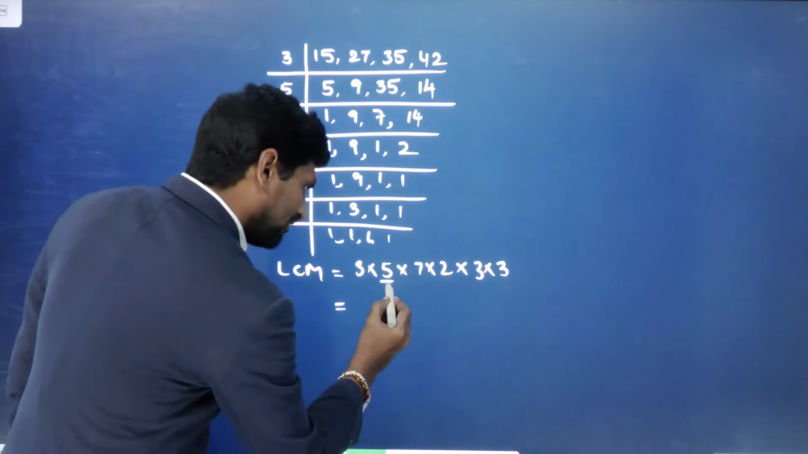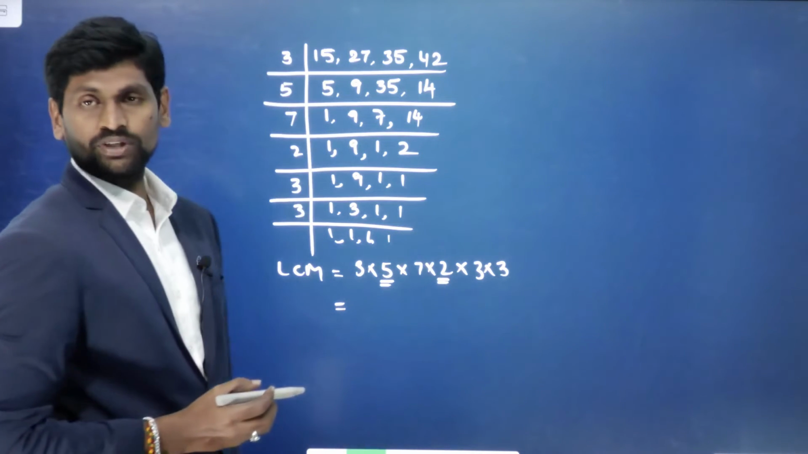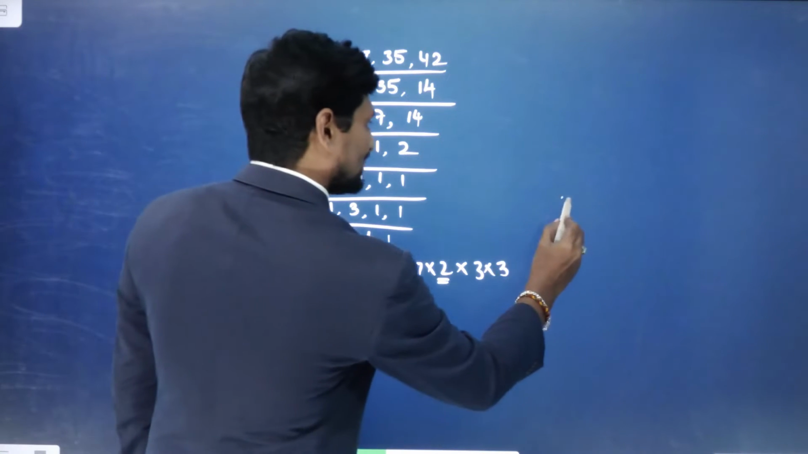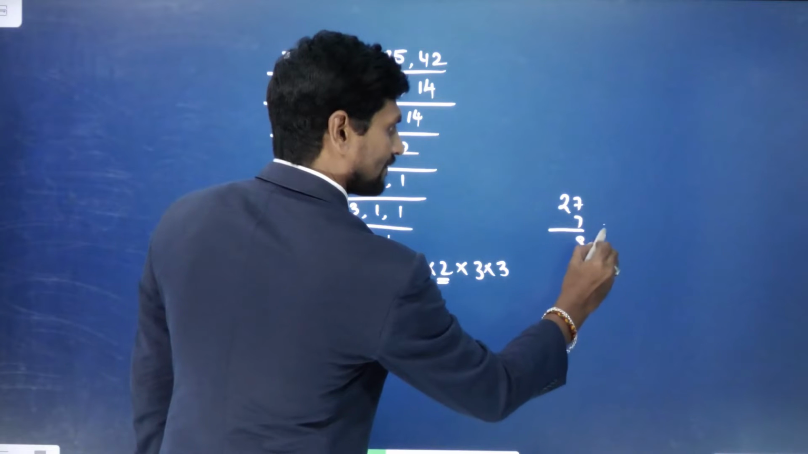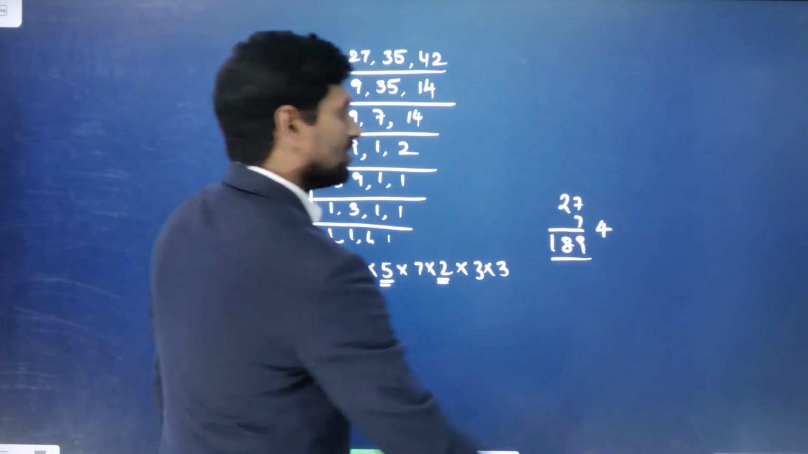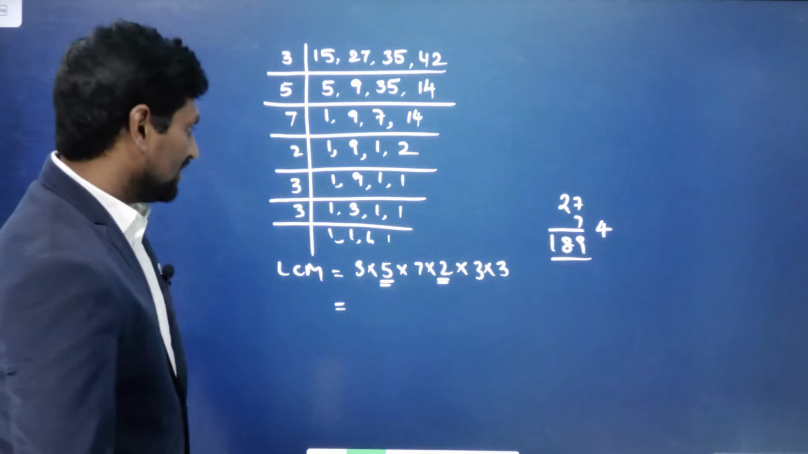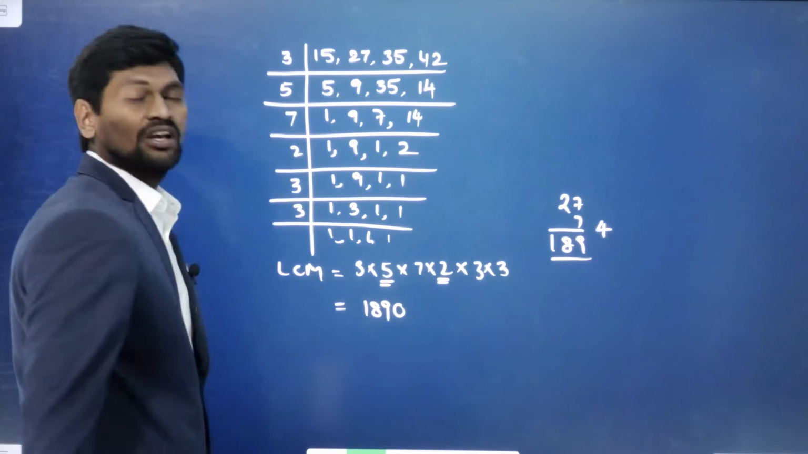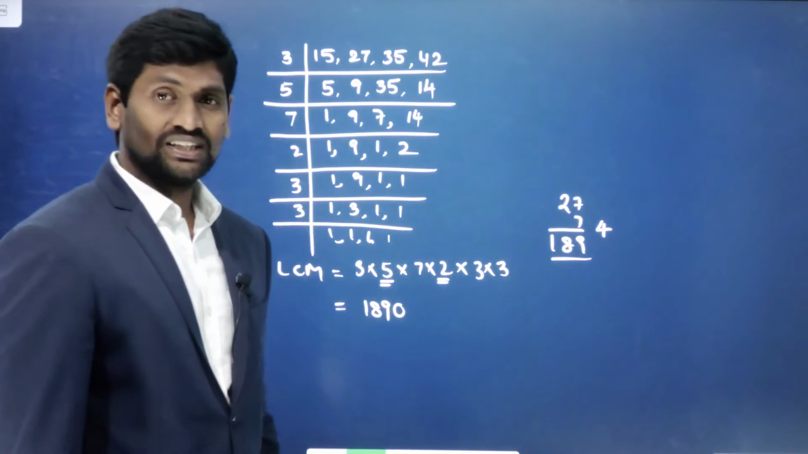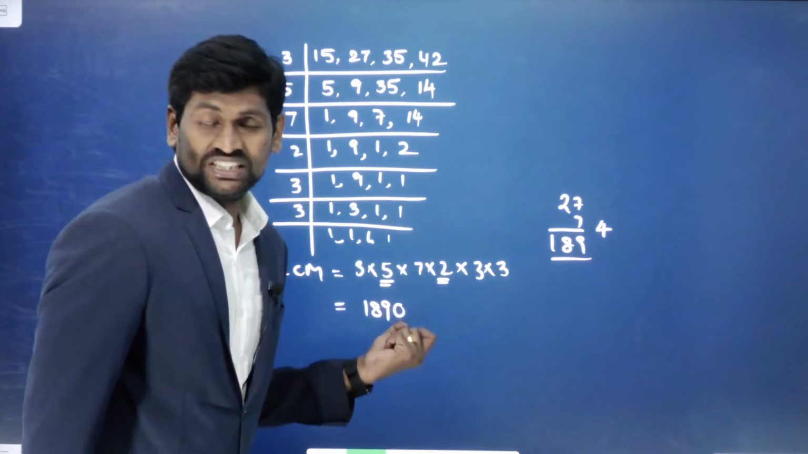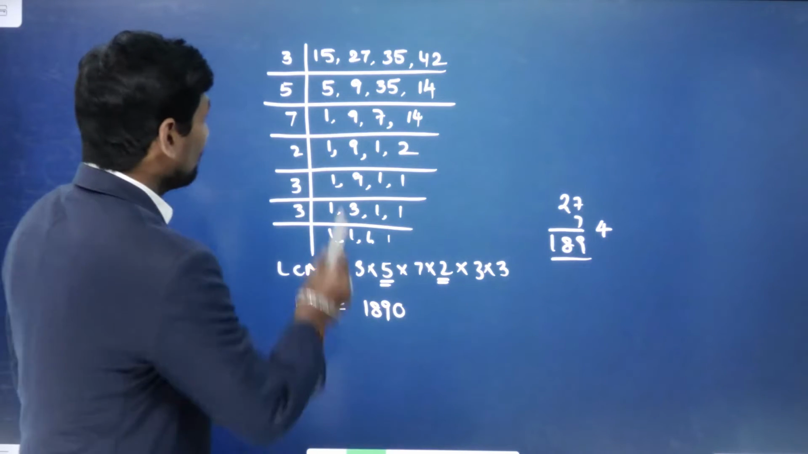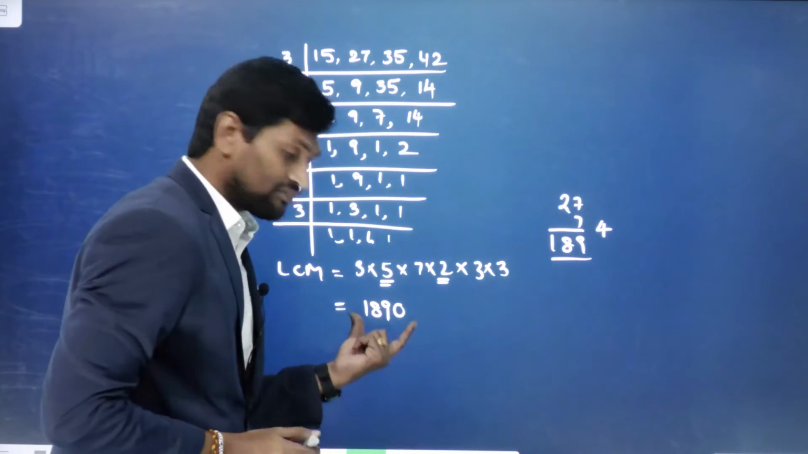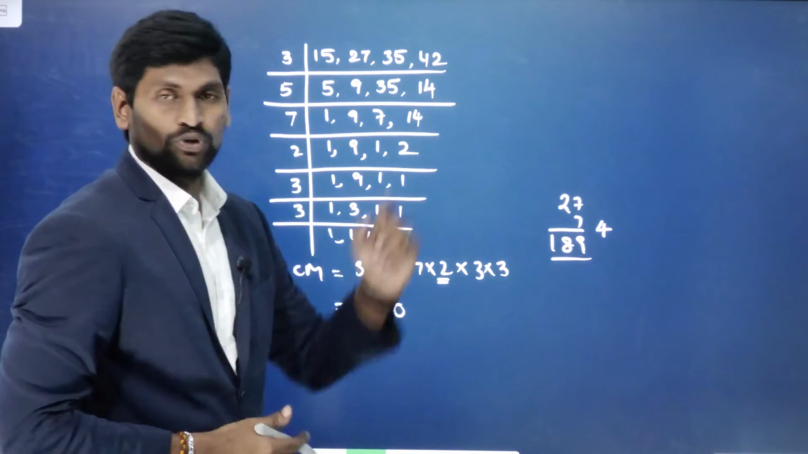Now 5 and 2, just leave it for some time. Remaining 3 into 3 into 3, 27, 27 sevens. How much? 189, right? Yes, 189 and 5 twos 10. 1890. So this is the number which is exactly divisible by 15 table, 25 table, 35 and 42. This number will be exactly divisible by these four numbers.